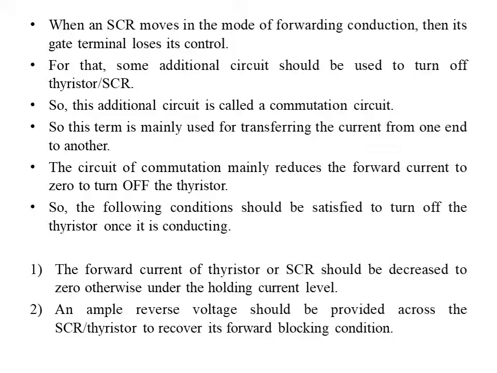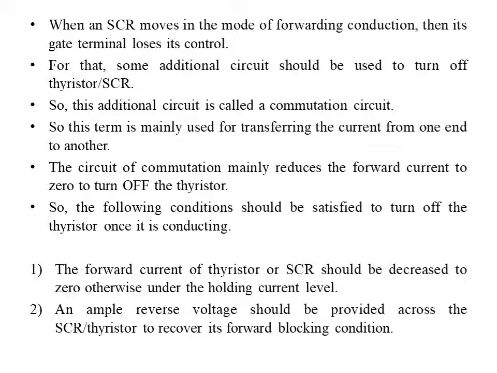The conditions are: first, the forward current of the thyristor or SCR should be decreased to zero, otherwise under the holding current level. Because when the SCR or thyristor is forward biased, a large current flows from anode to cathode. Thus, the current should be limited, and in a thyristor we can limit the current by using a resistance.